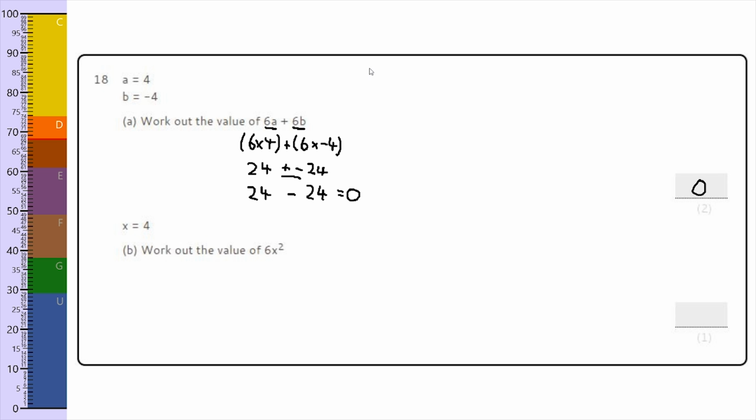Now, remember we used the BIDMAS earlier. Let's write that in again. There aren't any brackets in this question, but there is an indice. The indice is the squared. So the first thing I've got to do, I ignore the 6, and I'm going to put a times in there. And I've got to do the x squared first. So x is 4, so 4 squared.